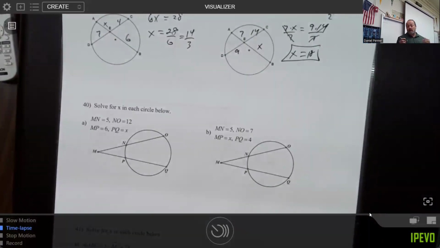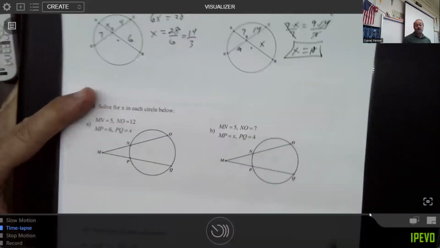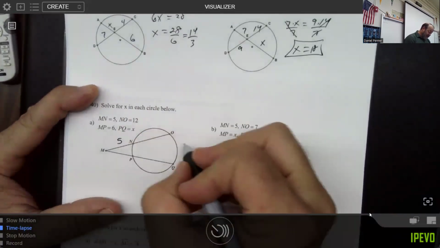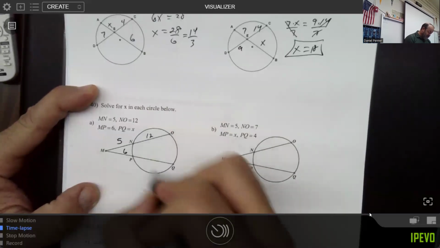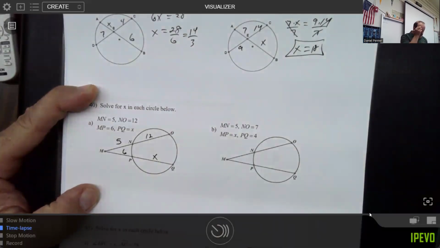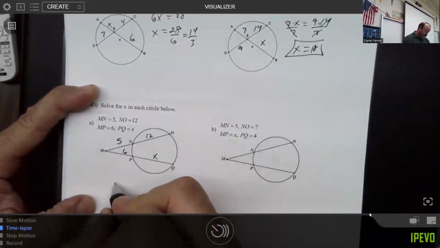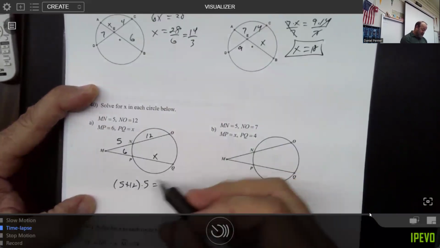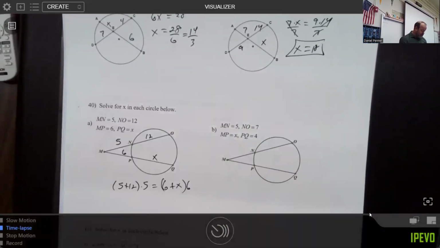Now, sometimes the values intersect inside the circle, but sometimes they intersect outside the circle. And so this has a slightly different pattern, which sometimes turns into a quadratic. So MN is 5, NO is 12. Let's see, MP is 6, and this one is X. So according to our rule, it says the whole thing, which would be 17, 5 plus 12, times the outside piece, which is 5, is the same thing as 6 plus X times the outside piece, which is 6.